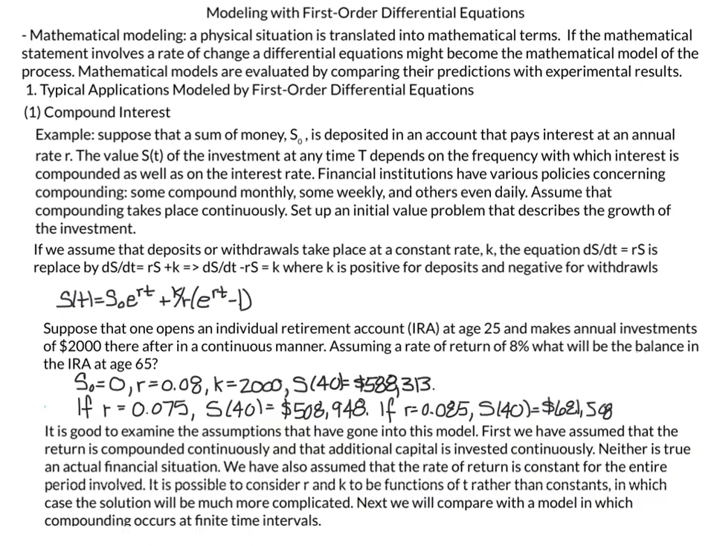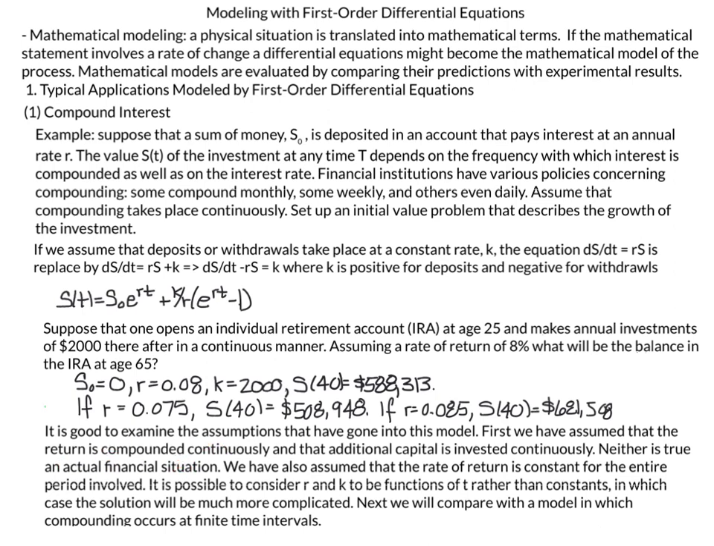$681,508. So one of the things someone could point out is one of the assumptions in our model. We've assumed that return is compounded continuously, and that additional capital is invested continuously. And neither of these is true in an actual financial situation.